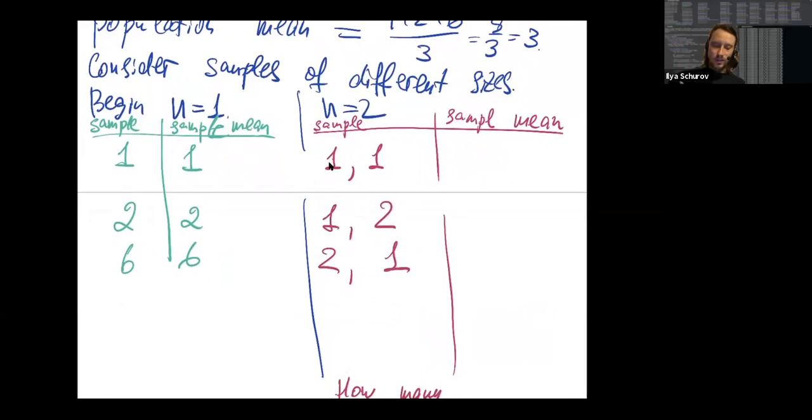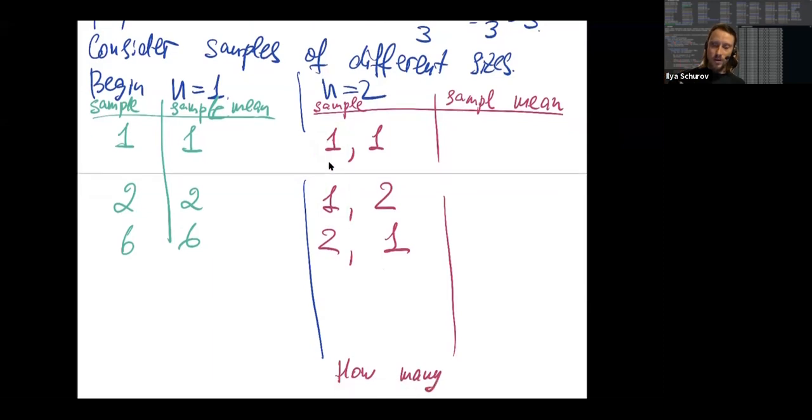Okay, great. You see that we have nine samples. Actually, it is a rather simple combinatorial question, because we can select the first element in our sample using three different options, and after that we can select the second element, again, using three different options. So we multiply three and three and obtain nine elements: 1-1, 1-2, 1-3, 2-1, 2-2, 2-3.